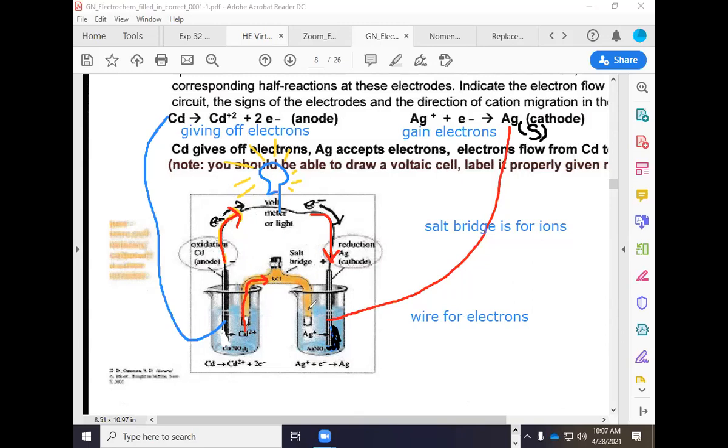Typically in the laboratory, when we do this, we have glass tubing that's bent like this, and you put the solution in. We use sodium chloride, and then you put little cotton plugs in here. And we have voltmeters, so you can measure this. So the system is all explained from the half reactions. It does make sense.